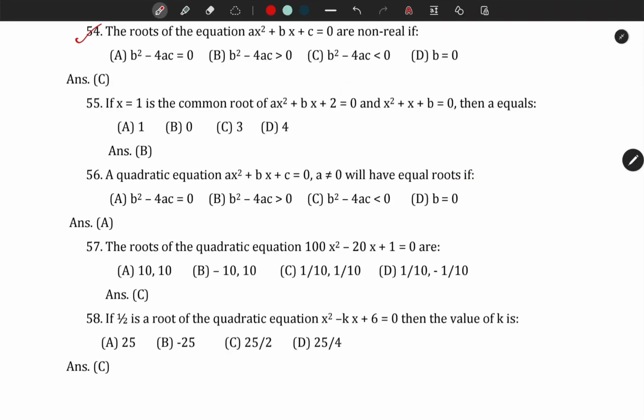Question 54. The roots of the equations are non-real. We know the equation will have no real roots when the discriminant, that is b square minus 4ac, is less than 0. So the correct option is number C.